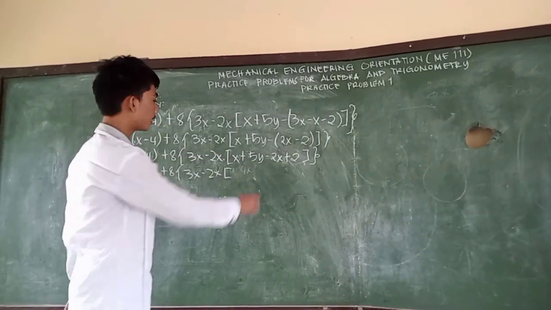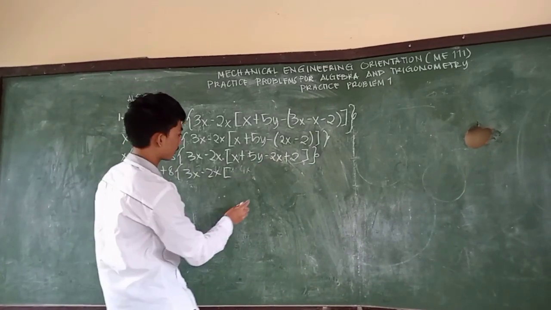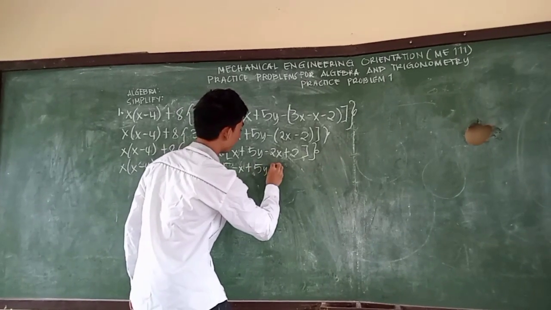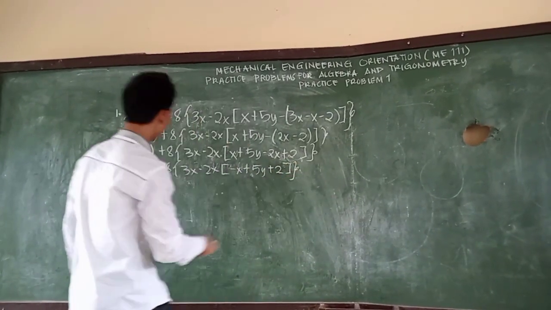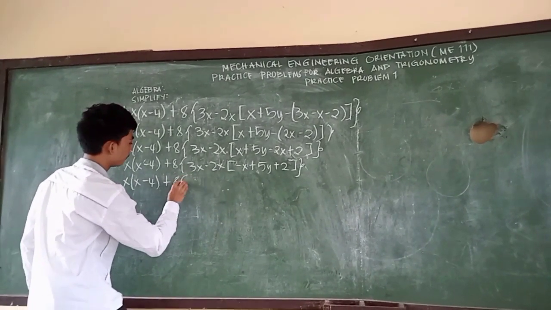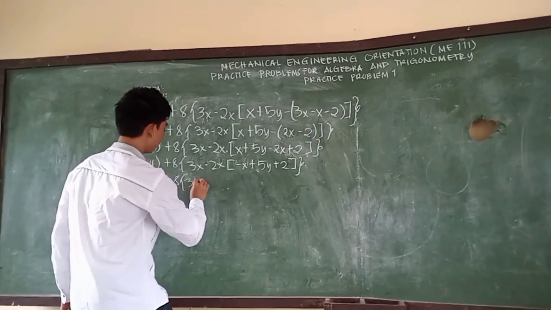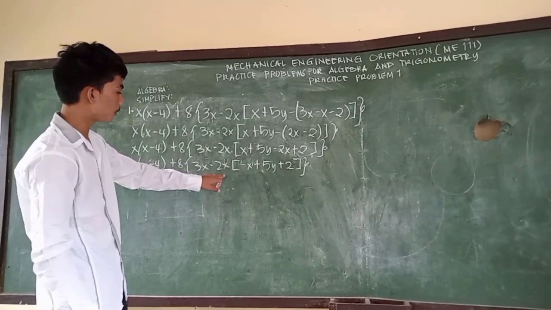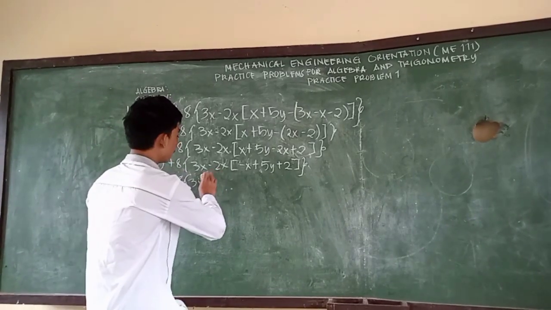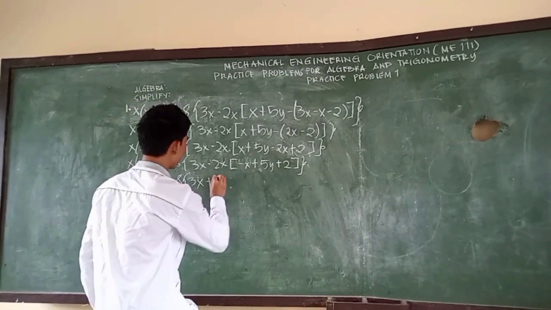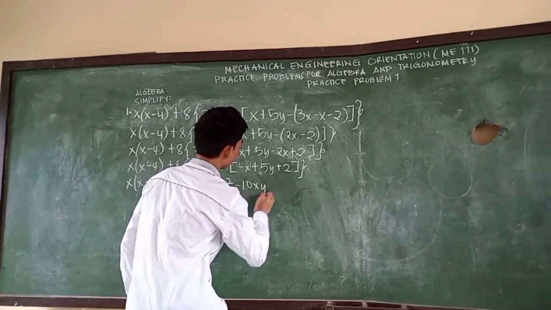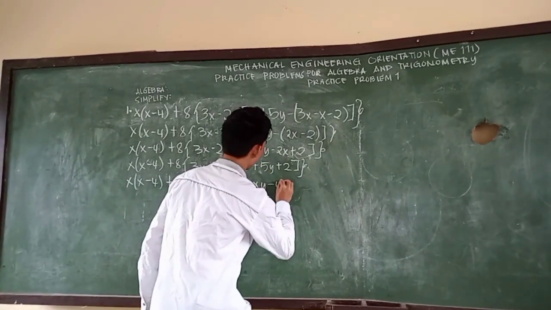Then next, we will combine like terms inside this bracket. So, negative 2x plus x will give us negative x, copy 5y plus 2. Next, we will multiply negative 2x with negative x plus 5y plus 2. Negative 2x times negative x will give us positive 2x squared. Negative 2x times 5y is negative 10xy. Then negative 2x times 2 is negative 4x.